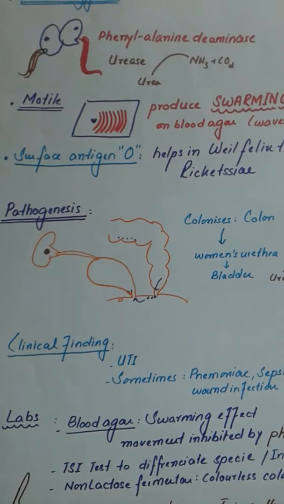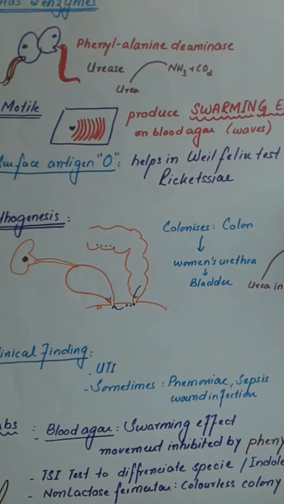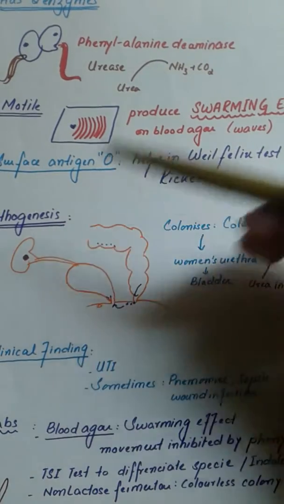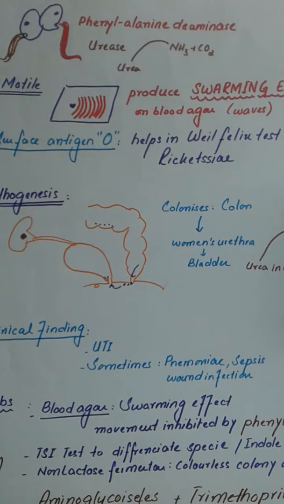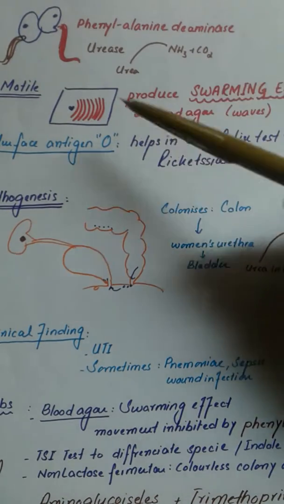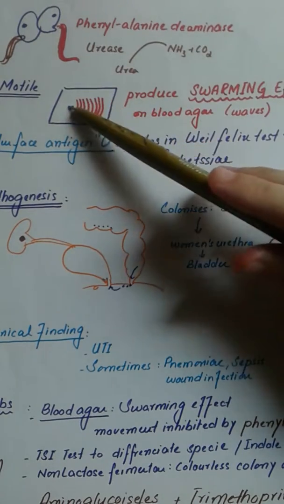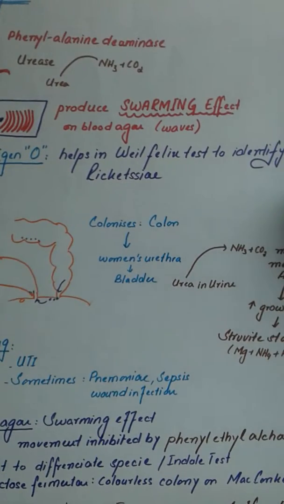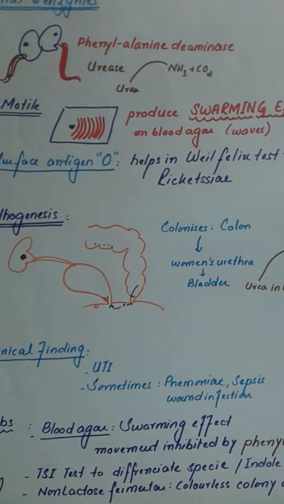Now, the clinical finding of all of these organisms is UTI, and sometimes they can even cause pneumonia and sepsis if this disseminates into the blood. How do we differentiate it? We grow this organism on blood agar, which has a swarming-like effect, but as I've told you, we have to inhibit its motility in order to identify the organism. So we use phenylethyl alcohol in order to stop its movement.